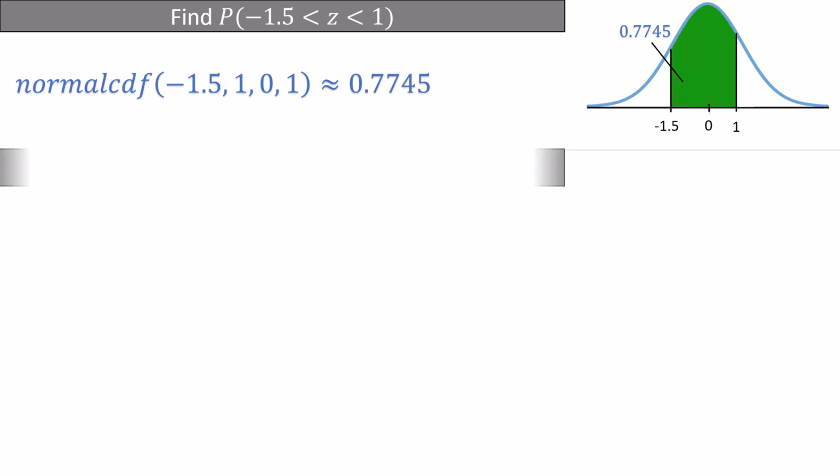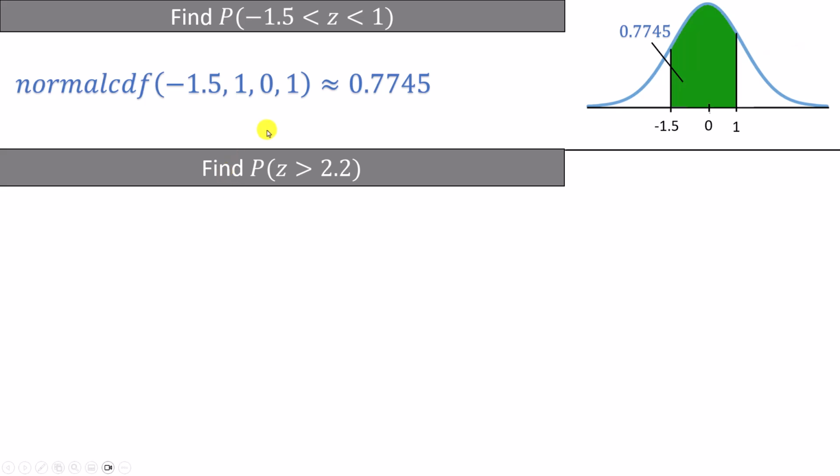Let's try another problem. Let's say we are asked for the probability that we sample a z-score that is greater than 2.2. This is the same thing as asking, what is the probability that we sample a value on a normal distribution and it is more than 2.2 standard deviations above the mean?